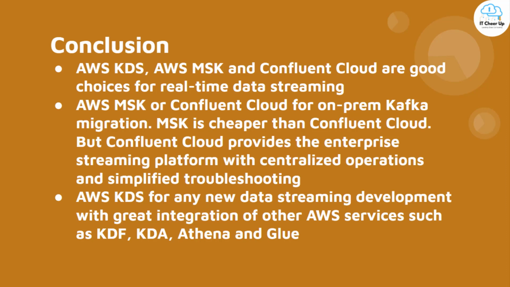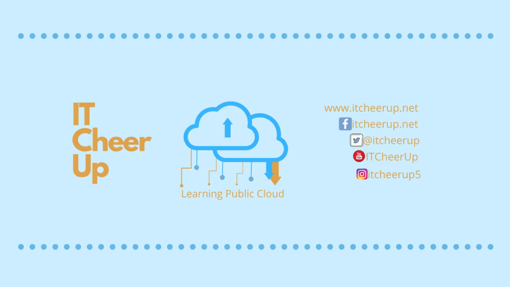If you don't have any knowledge of Apache Kafka or are already using other AWS services in your development, then you should consider AWS Kinesis Data Streams for any new real-time data streaming development, with its great integration with other AWS services such as KDF Kinesis Data Firehose, KDA Kinesis Data Analytics, Athena, Glue, etc.